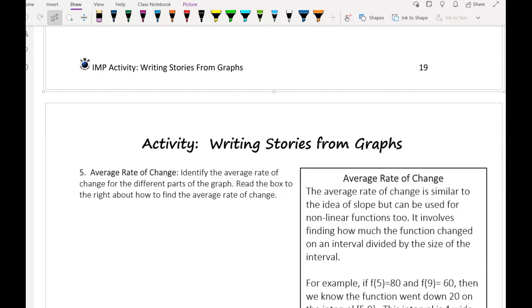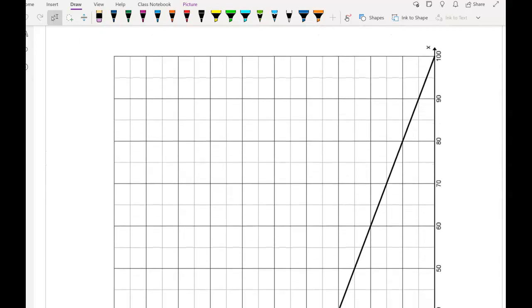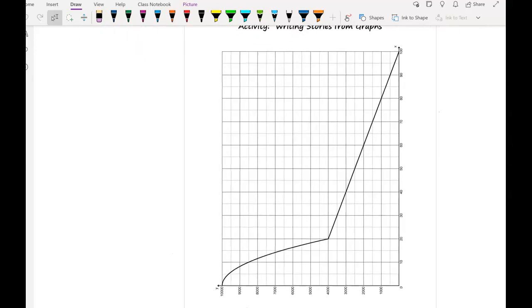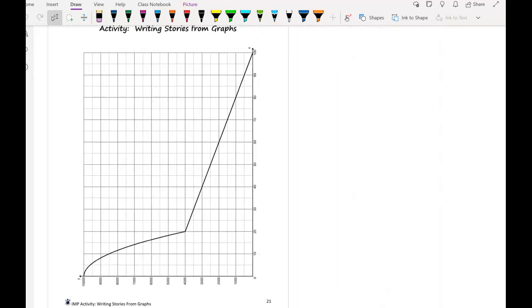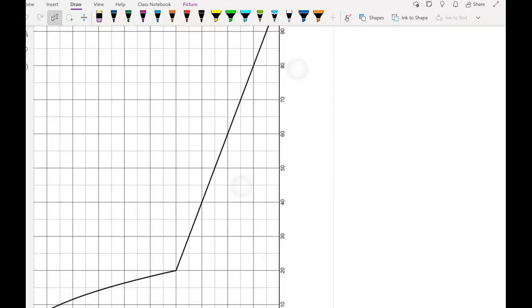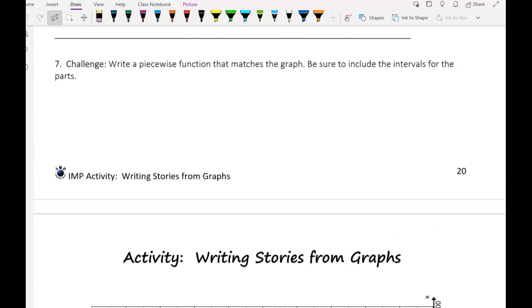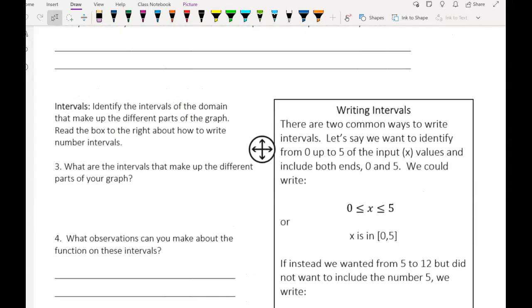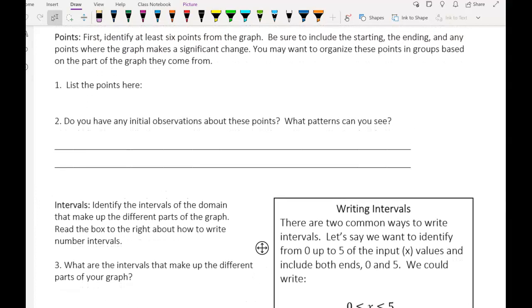So the graph we're talking about, we're going to go with the first one. I'm going to shrink this so you can see. I gave you 2 graphs, but we're going to talk about this first one on page 21. As a group, come up with 6 points from that graph. Again, page 21. I'm going to make it bigger so I can go back to the other page. Again, come up with at least 6 points. You can identify more.